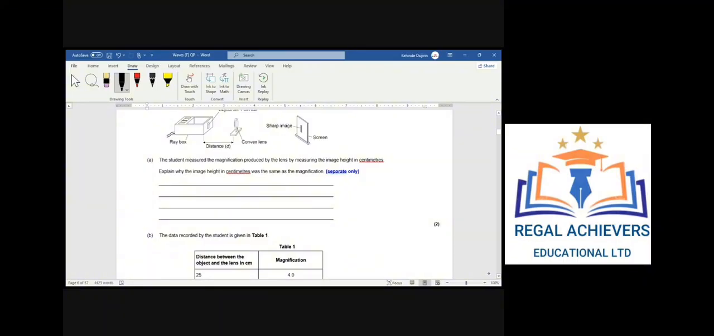Magnification is the image height over the object height. So dividing by any object height of 1 centimeter will give you the same value. So that is the reason.